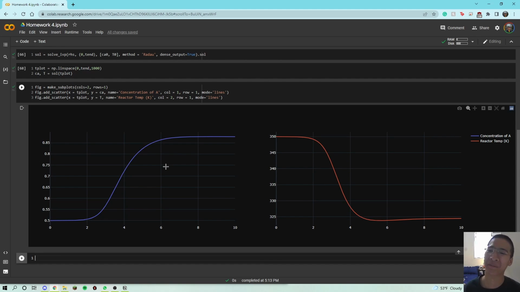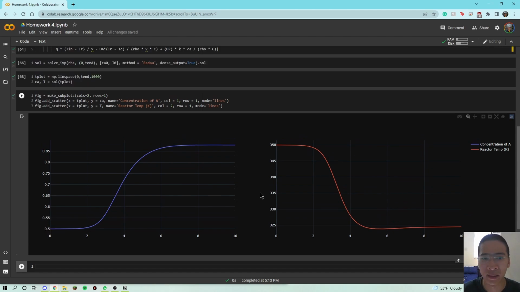I'm very happy this worked first try. Normally that doesn't happen. And you'll see that our blue line represents the concentration of A, and the red line represents reactor temp. And you'll see that initially there's not a lot of A because it's all being consumed. And that's reflected by the temperature. It's very exothermic and you see it's very hot. And as A becomes consumed and we reach a saturation of A, steady state, the temperature then levels out.